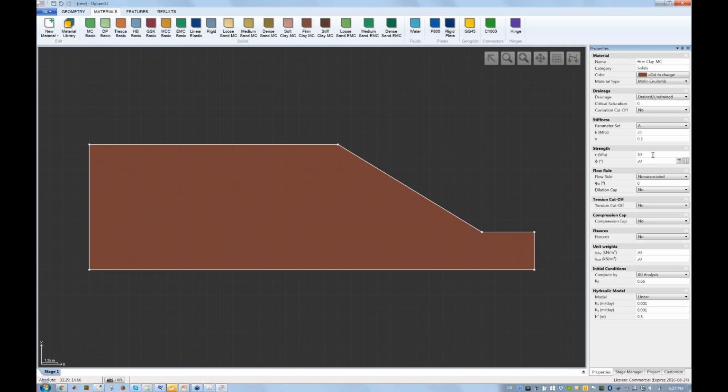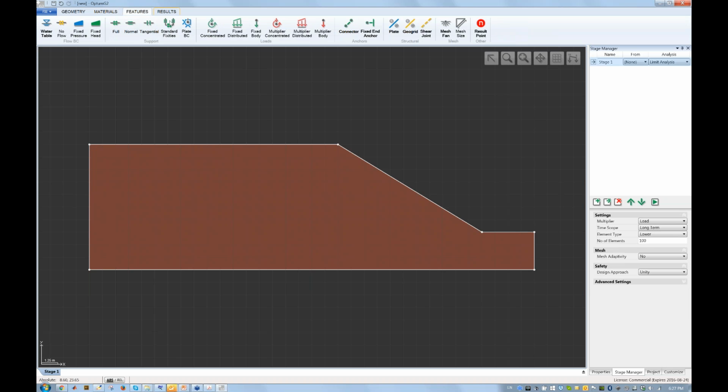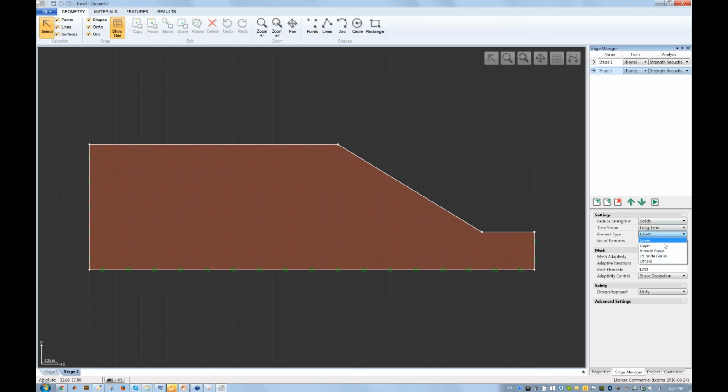In this case, what matters to slope stability is the C and phi, and of course the unit weight gamma, and we will just stick with the default values: cohesion of 10, friction angle of 20, and unit weight of 20. Again, standard fixities is what we want to apply. Then the analysis type is strength reduction. I'll again use 1,000 elements. I'll use mesh adaptivity. I have a lower bound stage now, element type lower. I clone the stage and have an upper bound stage. And I then run the analysis.